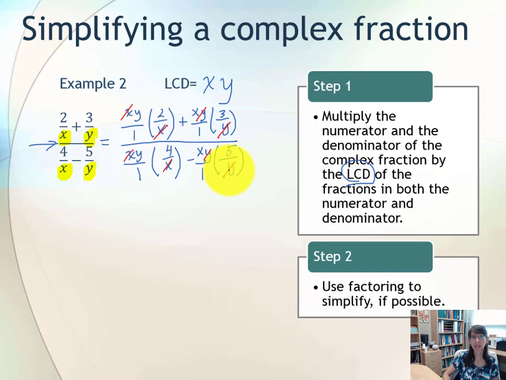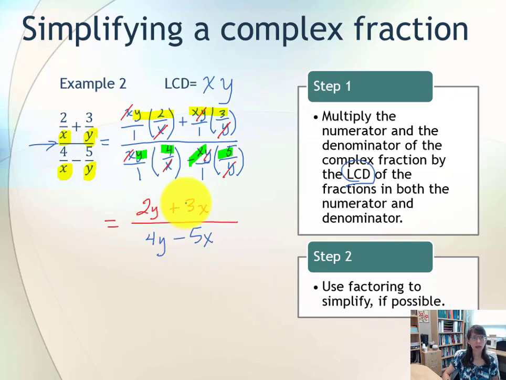Now what should happen is that fractions within the numerator should be eliminated, and fractions within the denominator should be eliminated. What we have remaining in our numerator is y multiplied by 2 added to x multiplied by 3. So that would be 2y plus 3x. In our denominator, we have 4y minus 5x.